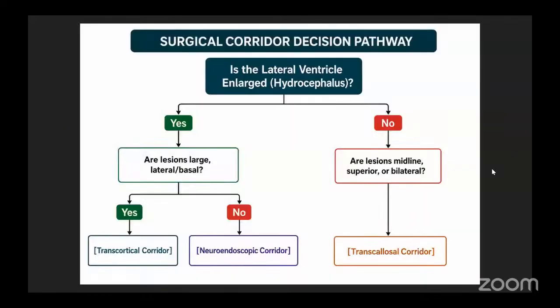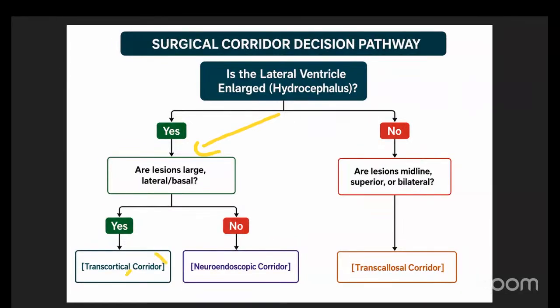How do we select which one? This is a small algorithm, and I think you're all familiar with it once you see the patient. The first question we need to ask is whether the lateral ventricle is enlarged. If there is hydrocephalus, then the pathway changes. We now have two options. You can either go transcortical or you can go endoscopically.